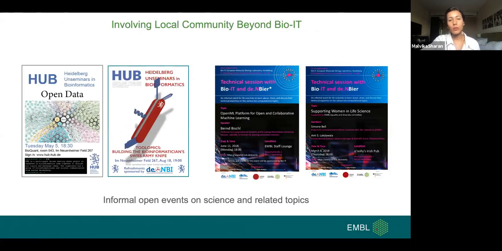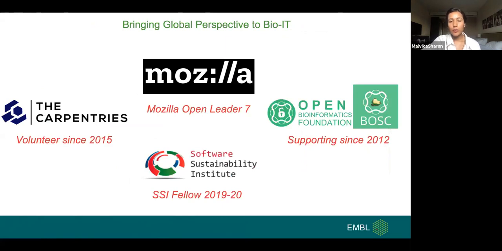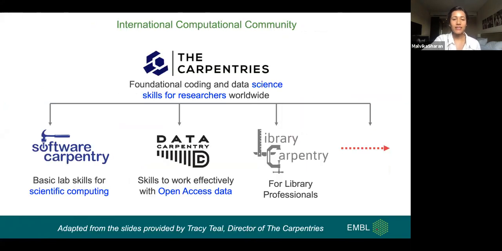We also get involved with local communities beyond EMBL in order to connect with others in the city. I'll give you four small examples of other organizations that I'm associated with, which you can also get involved with if you get interested in any of these things that I'm talking about. First is Carpentries. It's a volunteer-driven organization that teaches computational skills to people. They are made of Software Carpentry, which teaches the basic building blocks of software development, Data Carpentry, the skills required to work with open access data, and Library Carpentry for library professionals.